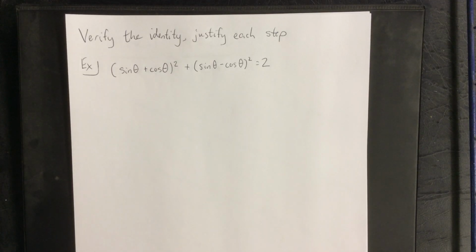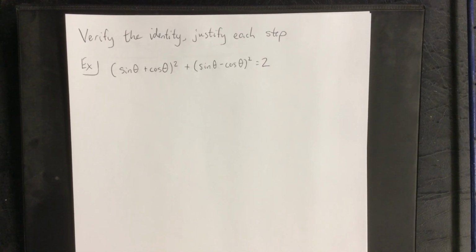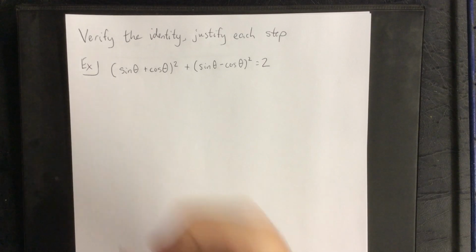Now that we've been introduced to the concept of verifying trigonometric identities, I'd like to actually try this process out a couple times. So let's take a look at a couple of examples. For our first example, we have the sine of theta plus the cosine of theta quantity squared plus the sine of theta minus the cosine of theta quantity squared is equal to 2.